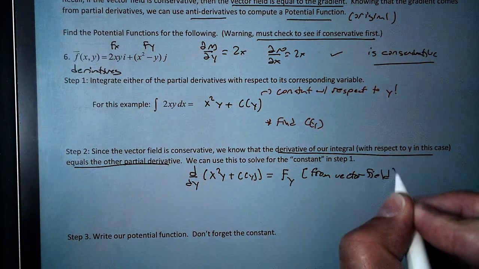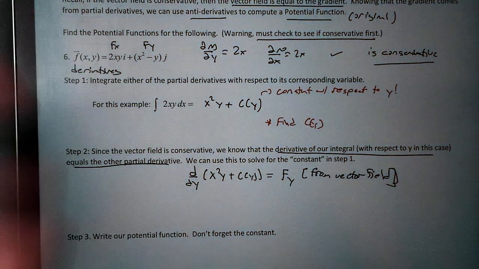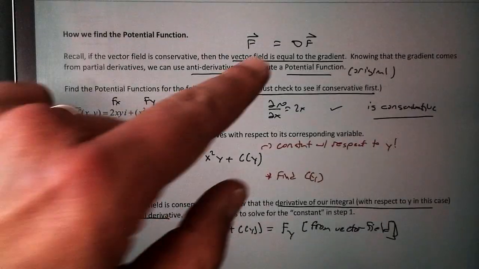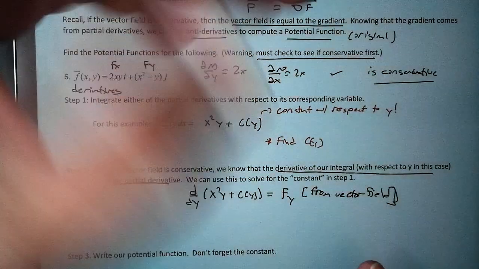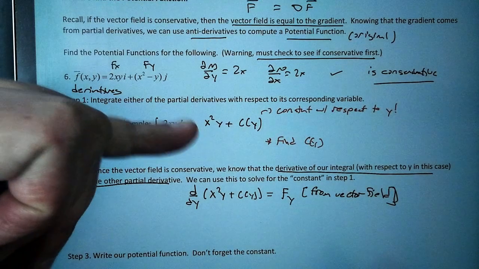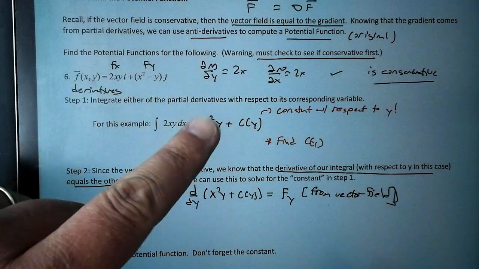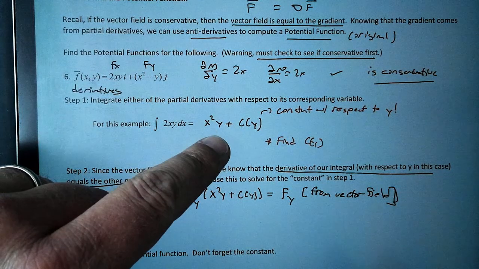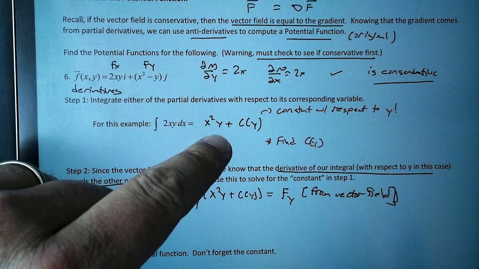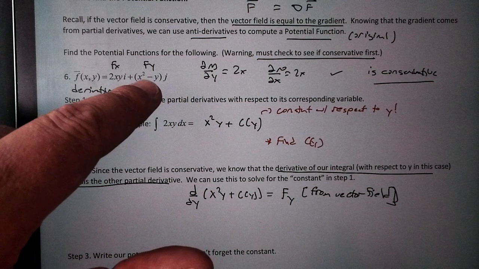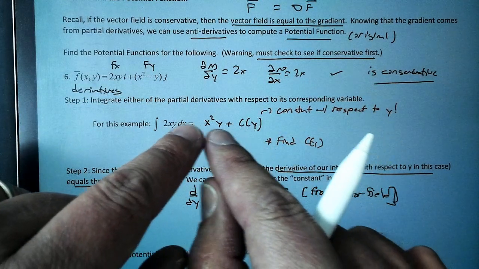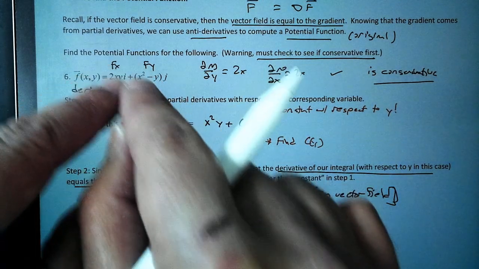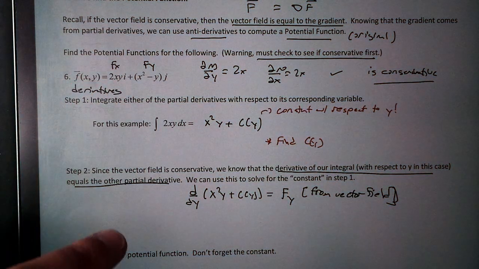Why is that the case? Well, it's the case because that's the definition. Remember that the gradient has to equal the vector field. Since I'm integrating this one and I know it's conservative, I know that the derivative of my function with respect to y has to equal the partial of my vector field with respect to y, because this is the part of my gradient. If I took the derivative of this, that's my gradient, and the like parts have to equal in our vector field.